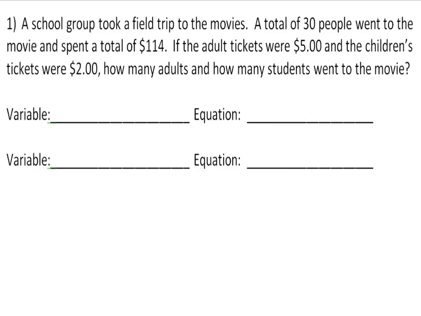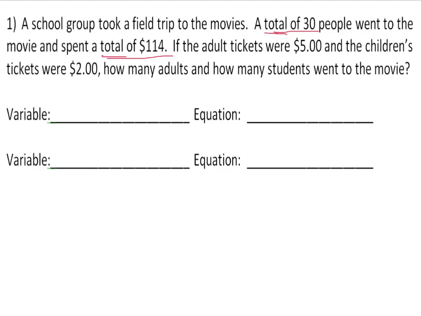First of all, anytime that you're told totals, most likely those are going to be part of your two equations. So we have a total of 30 people, total of $114. Now, I'm thinking that my two equations are going to involve those two totals. Two things are going to add up to those totals, and I have to figure out what is going to add up to those two totals. Well, first of all, the total of 30 people. I know that that's how many people went to this movie.